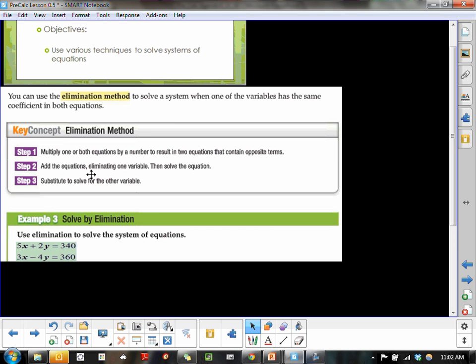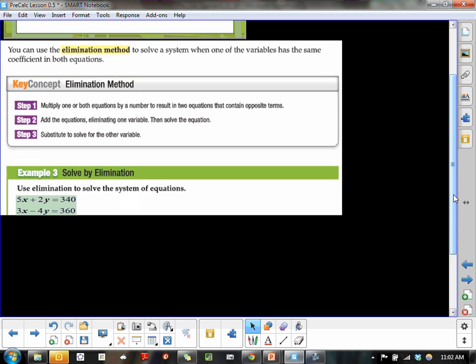And then we want to add those equations together so that one of the variables is eliminated, solve that remaining equation, and substitute that value back into one of your two original equations. So that's the process I'm going to talk to you about as I work through this first example of 5x plus 2y equals 340 and 3x minus 4y equals 360.